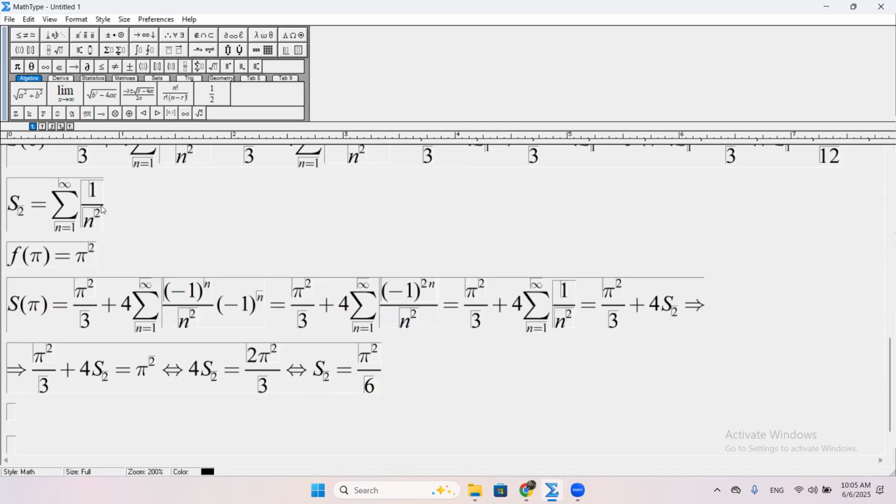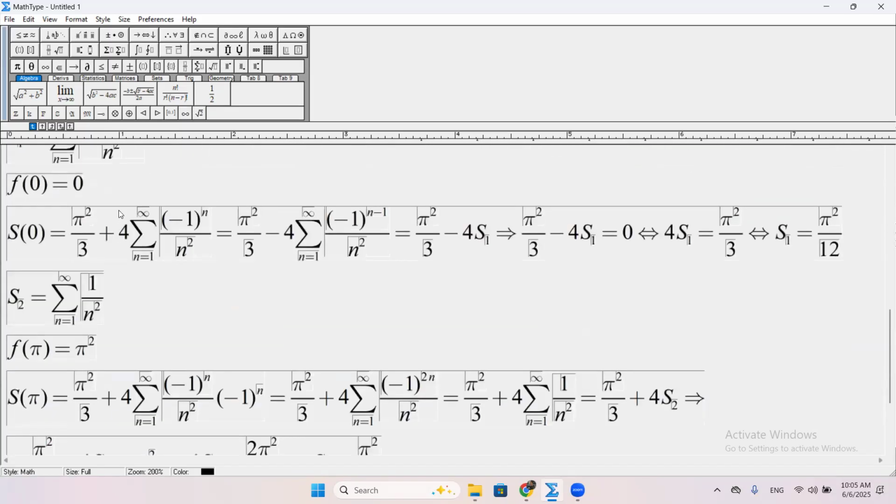Any questions about this exercise? No. Okay, if no questions, let's have a break for 5 minutes, and after that we will continue expanding functions into Fourier series.